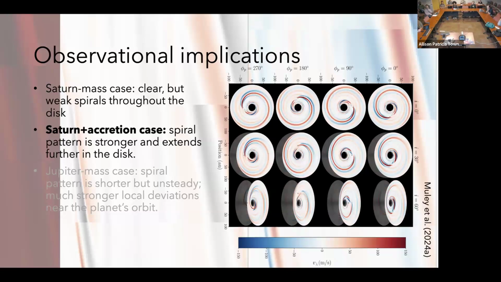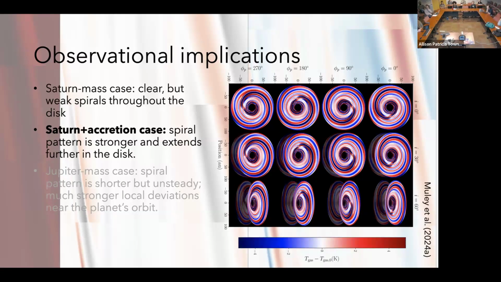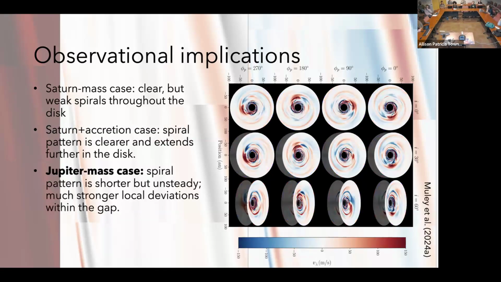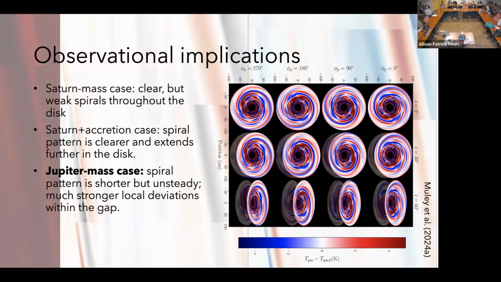If you include the Saturn mass plus accretion case, you see the spiral pattern becomes a little bit stronger and, more importantly, extends for greater length throughout the disk. If you look at the temperature spiral, it looks almost like a peppermint candy. And if you have a Jupiter mass case, the spirals are stronger, but they don't extend as far because they shock very quickly. What's most prominent here are the circumplanetary flows. That's really what's giving your kinematic signature, and the temperature structure is just kind of chaos.